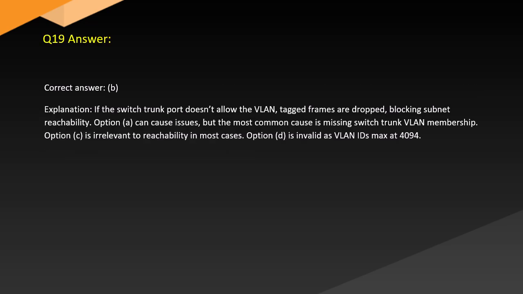Answer. Correct answer: B. Explanation: If the switch trunk port doesn't allow the VLAN, tagged frames are dropped, blocking subnet reachability. Option A can cause issues, but the most common cause is missing switch trunk VLAN membership. Option C is irrelevant to reachability in most cases. Option D is invalid as VLAN IDs max at 4094.